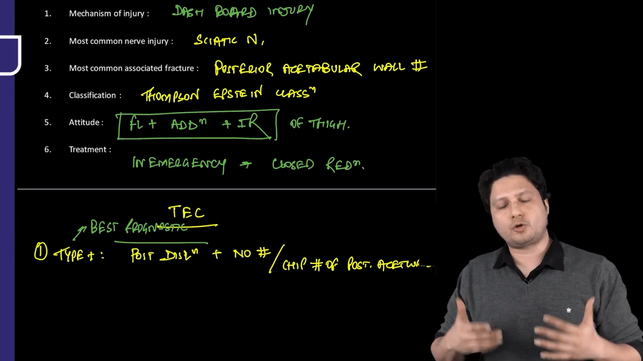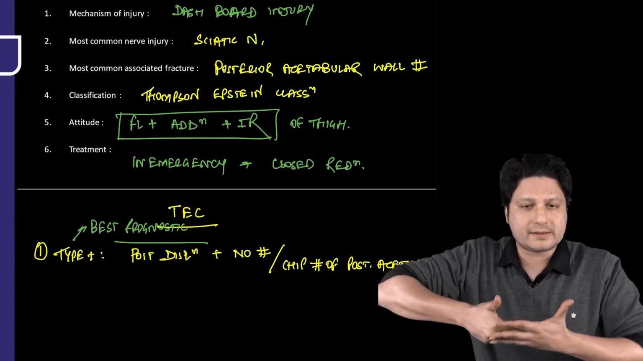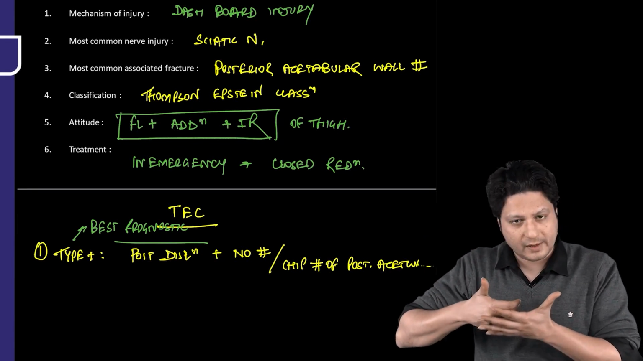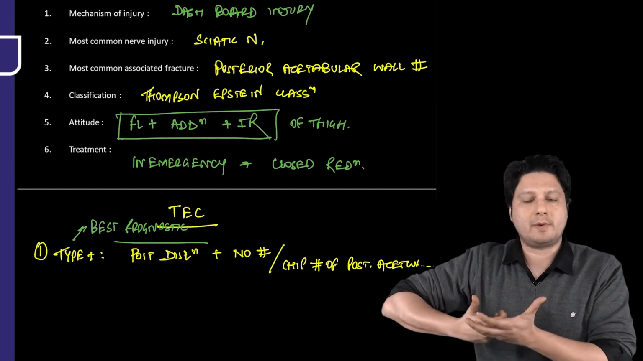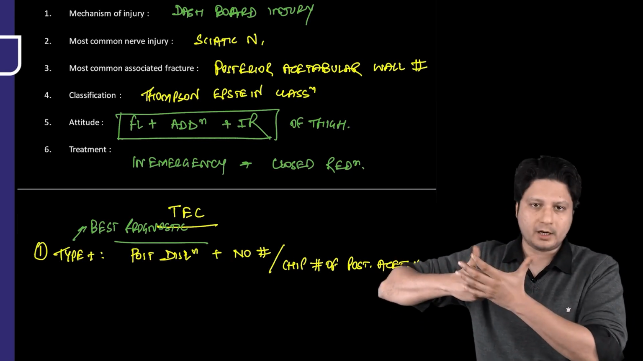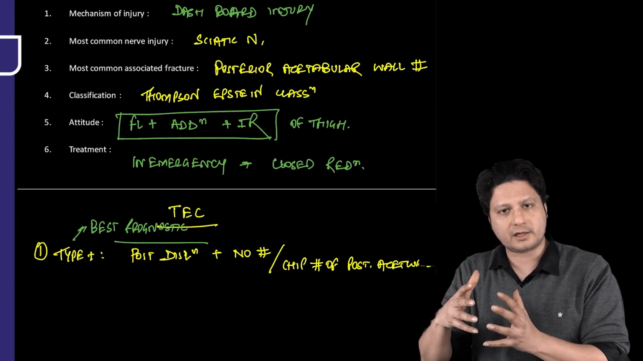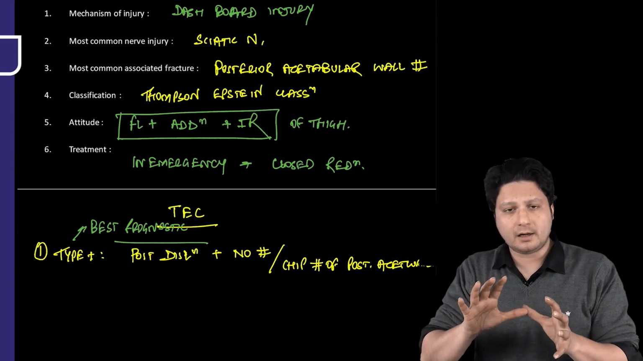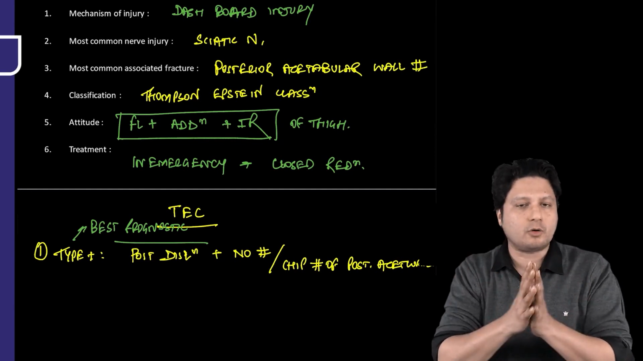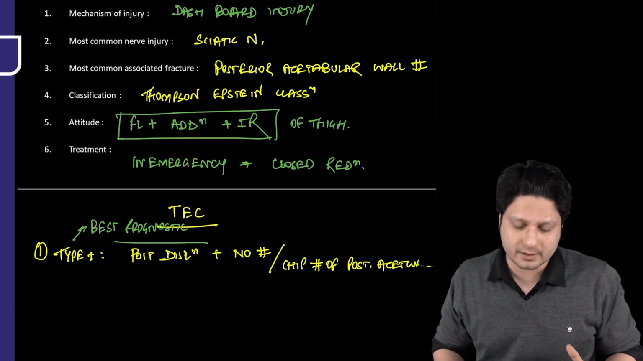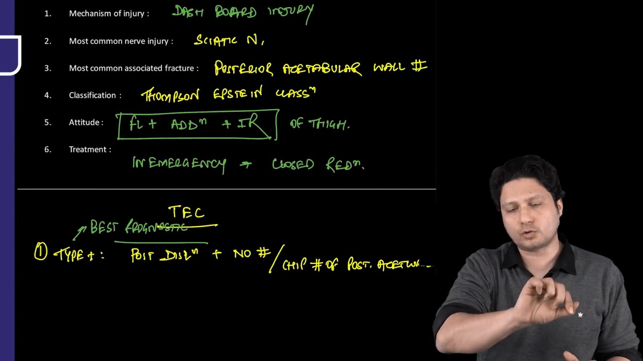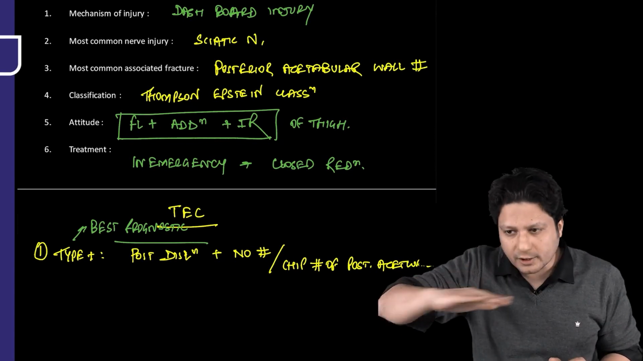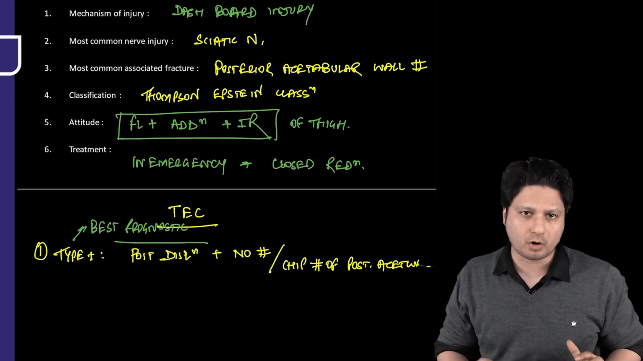Now, for that closed reduction, you just have to flex the thigh to 90 degrees, stabilize the leg and the knee joint, and just pull it. So the majority of the time, the posterior dislocation gets corrected. All right. When it is adequately relaxed, when the muscles around the hip joint are adequately relaxed. And after achieving this closed reduction, the patient has to be immobilized for a certain duration of time. So that is the management protocol.